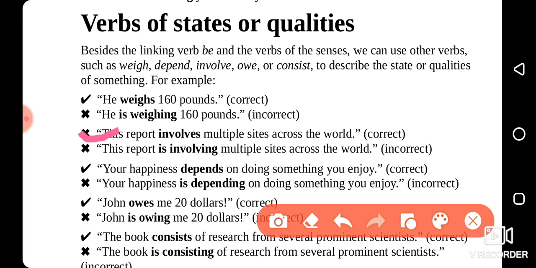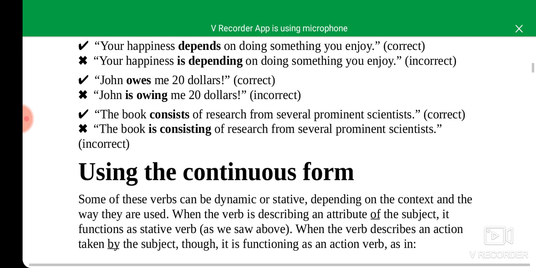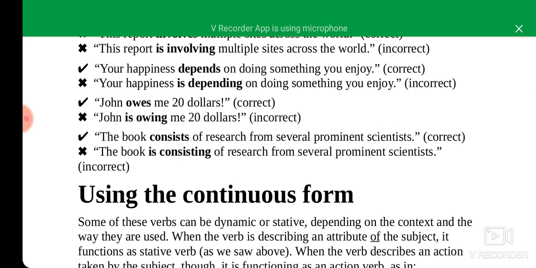This report is involving multiple sites across the world. When you use the ing form of involve, it becomes wrong in this sentence. Depend is also a word that is used as the first form. Your happiness depends on doing something you enjoy. Your happiness is depending on doing something you enjoy. That's incorrect. John owes me $20. John is owing me. Now that's incorrect.